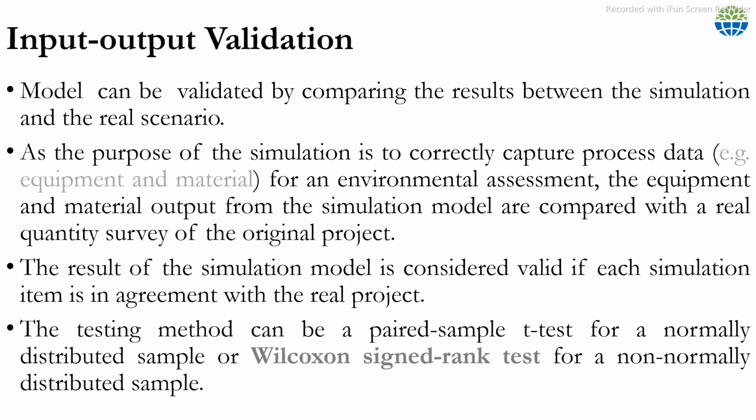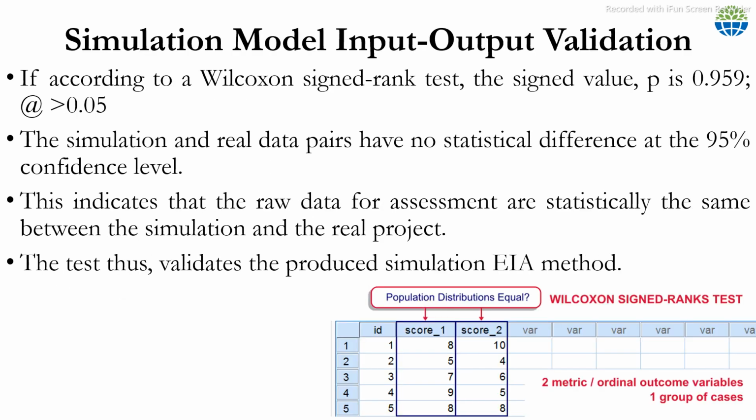The testing method can be a paired sample t-test. I think you are aware of biostat or stats, like the t-test and ANOVA test. So we need to run a t-test or ANOVA test for a normally distributed sample. For a non-normally distributed sample, we can go for the Wilcoxon signed rank test. If the samples are normally distributed, we run the t-test for paired samples. If the sample is non-normally distributed, we can run the Wilcoxon signed rank test.